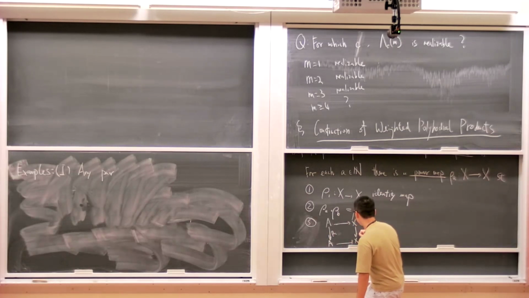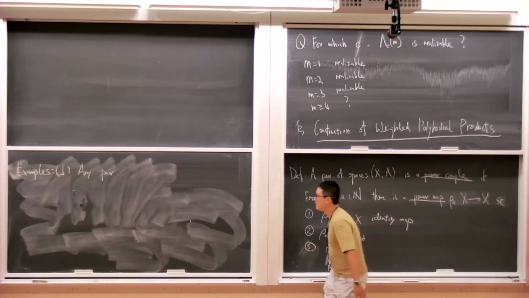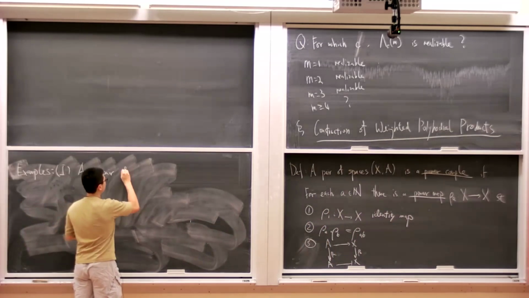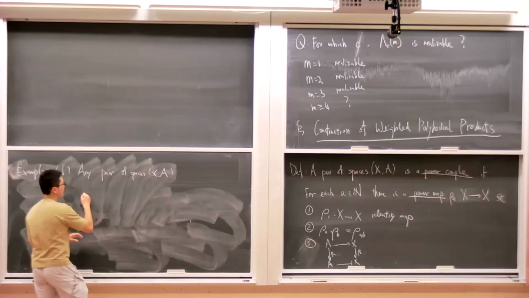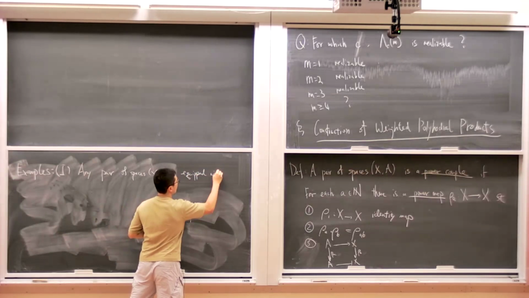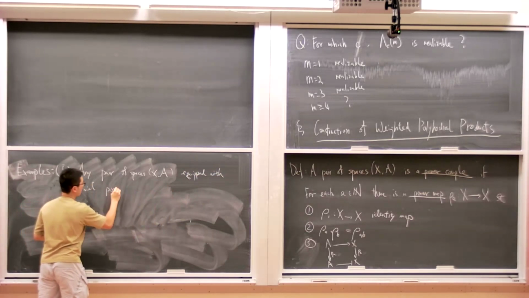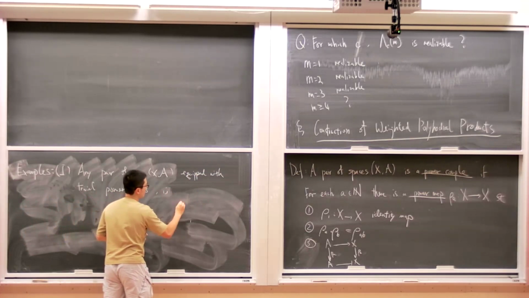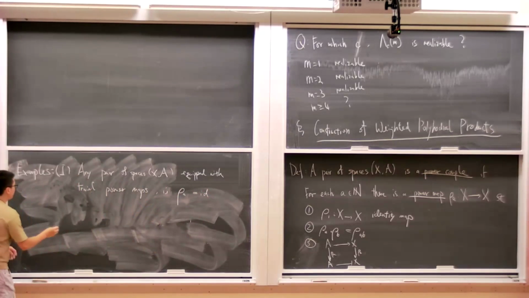So you can express this condition by these commutative diagrams here. Yes, back to the examples. So if I take any pair of spaces (X, A), you can equip it with the trivial power maps. Namely, for any a, rho a is just the identity map. Okay.